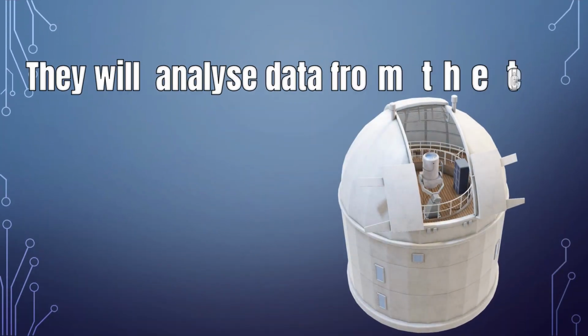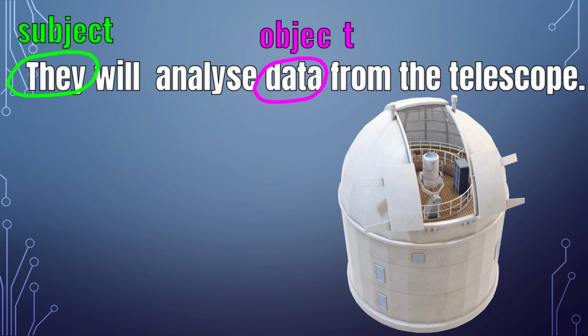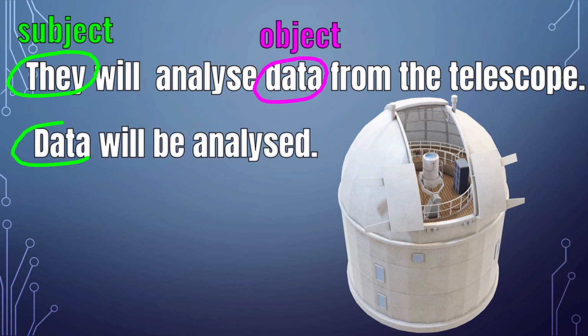They will analyze data from the telescope. A subject is they. An object is data. Start a sentence with the object, data, which turns into subject. Data will be analyzed.